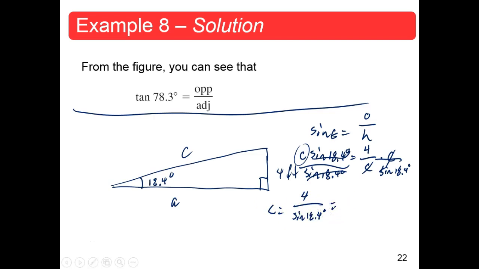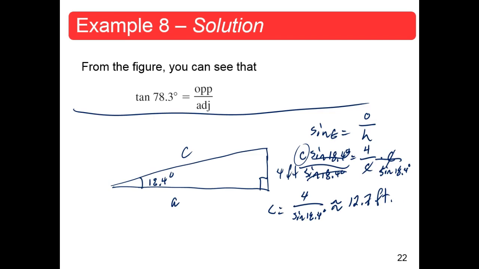Now, how do you do that? Be sure you're in degree mode. And then enter on your calculator just like you see it: 4 divided by sine, open parentheses, 18.4, close parentheses, equal. And according to the text, that's going to be approximately 12.7 feet.